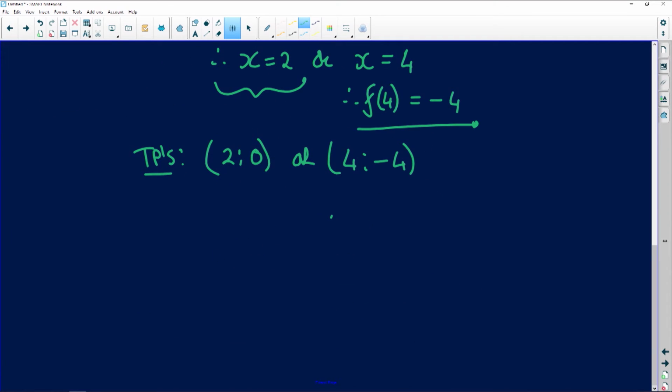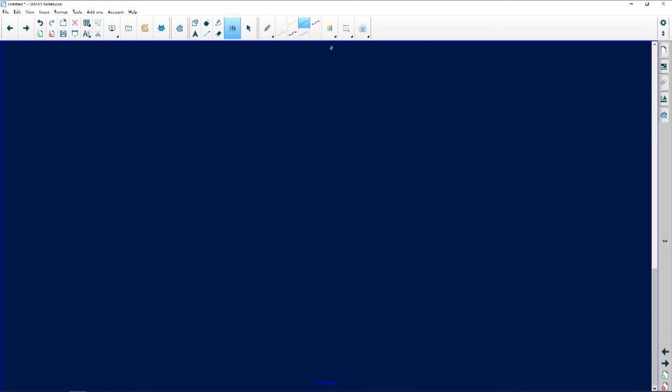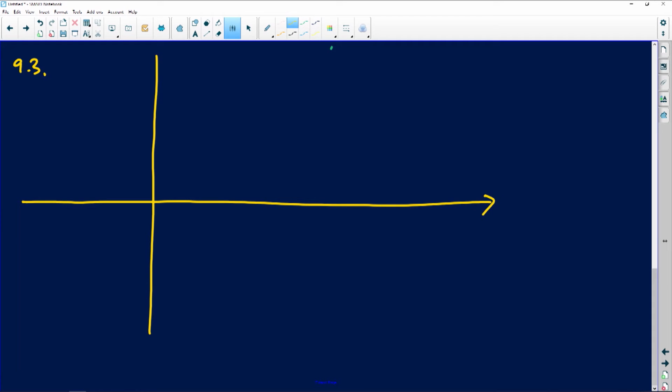The next part of the question is saying for us to sketch the graph on the diagram sheet that they provide. Now, we don't have a diagram sheet, so I'm going to try and sketch it as neatly as possible. So this is 9.3. I get my axes in order, my y-axis and my x-axis. Okay, so what did we have? We had a turning point at 2 and 0. So that's the one turning point. The other turning point was here at 4 and minus 4.